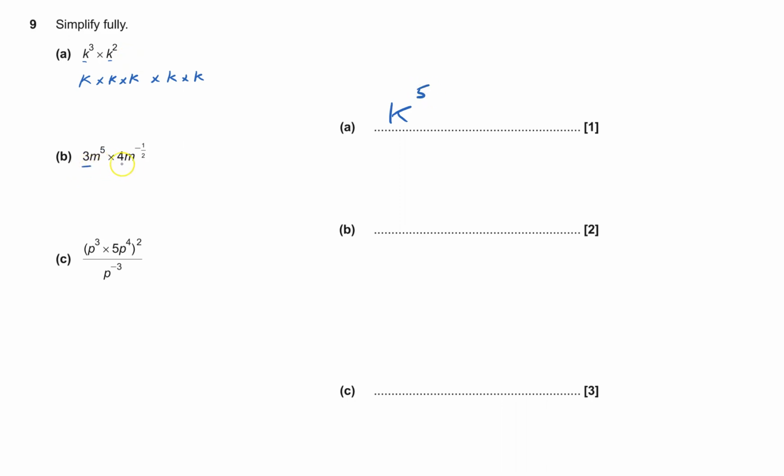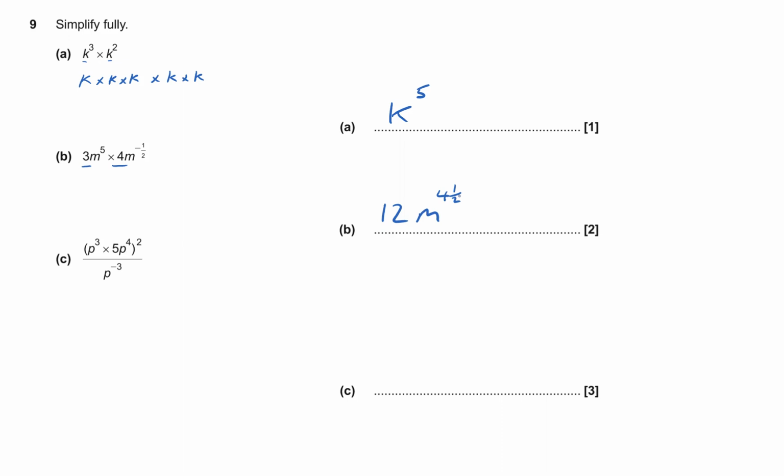So what we've got here, we've got 3m to the power 5 times 4m to the minus a half. So we've got 3 times 4. Do the numbers first. That gives me 12. And then I've got m. I need to work out what it's to the power of. Same thing here, we had a power times a power, so we just add them. We've got to add 5 and minus a half, and that would be 4.5. So that'd be a half on the bottom there. 4.5.